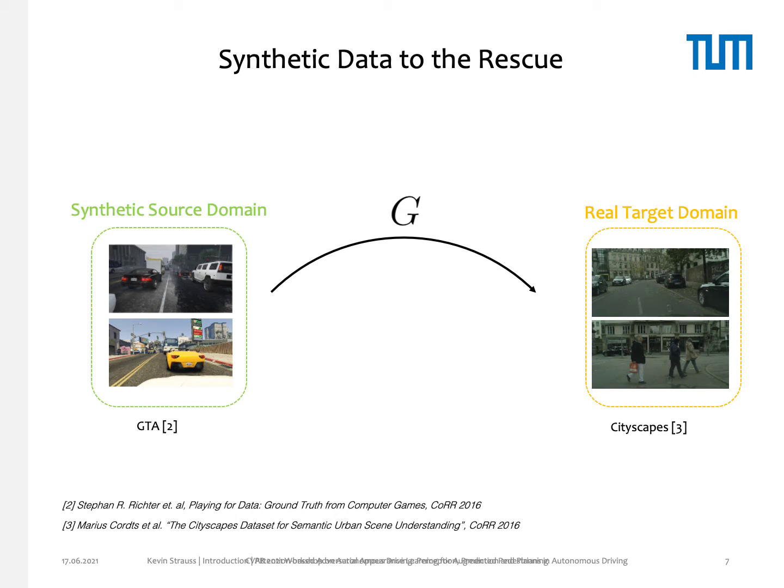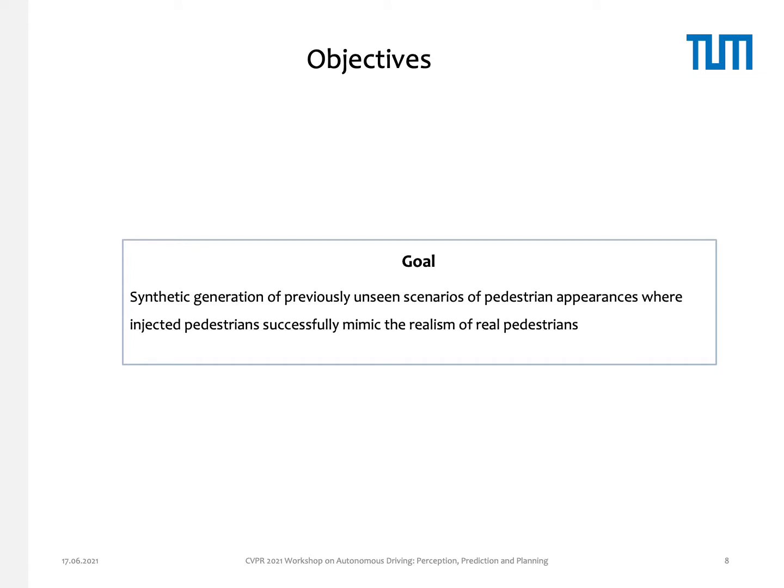To tackle the aforementioned problem, many researchers attempt to minimize the gap between synthetic and real domains by means of generative networks. The majority of them rely on adversarial training. The goal of our augmentation and appearance learning approach is to enable the injection of pedestrians to generate previously non-existent or missing scenarios of pedestrian appearances, where the injected pedestrians should successfully mimic the expressiveness of real pedestrians.